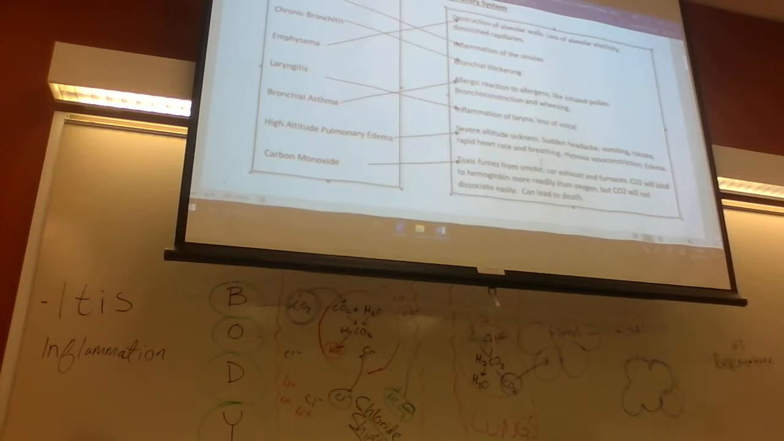The next one, high altitude pulmonary edema. This is also known as severe altitude sickness. And this happens when you don't have enough oxygen and your body freaks out.